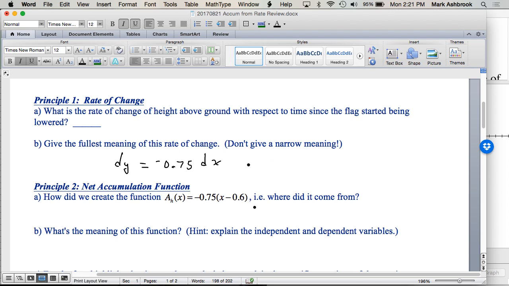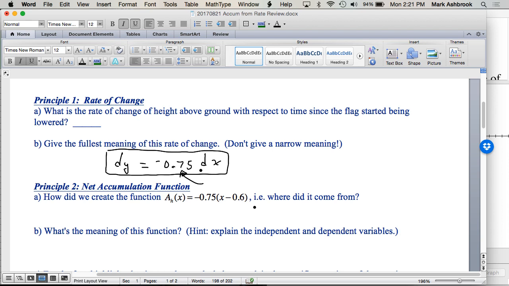If it's 10 seconds, we know how far it goes down at that constant rate. We know it goes down 7.5 meters. So you take negative 0.75 times the change in time, 10 seconds. That gives you the change in height. So this equation frames the meaning of that value. See that? Given any change in time or any dx, we always know what dy is. So that's the best definition of that.